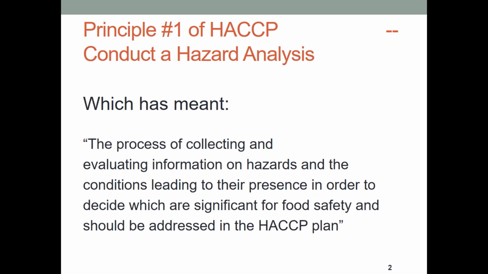So conducting a hazard analysis has always meant to identify potential hazards and to design control measures, or in modern parlance in the United States, preventive controls, to control those significant food safety hazards. We'll talk a little bit later about what a hazard that's significant for food safety will be. But generally, the hazard analysis is to identify the hazards and then make an evaluation as to whether or not those hazards need to be controlled in our hazard analysis.